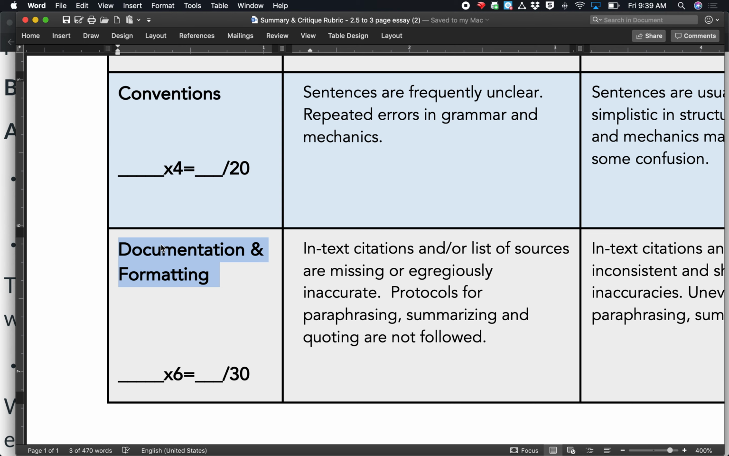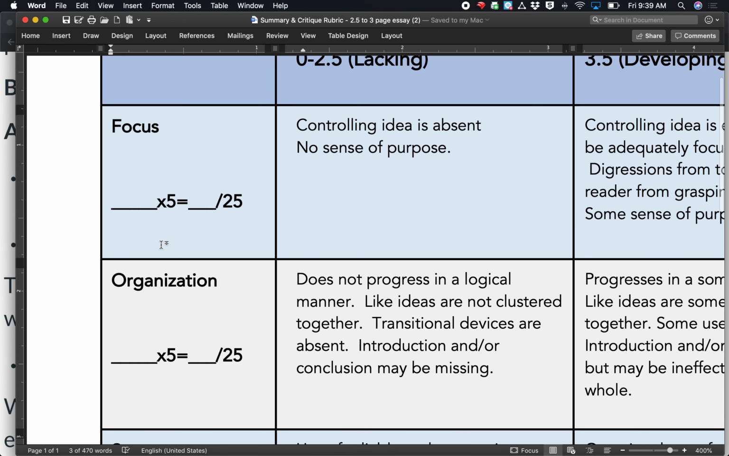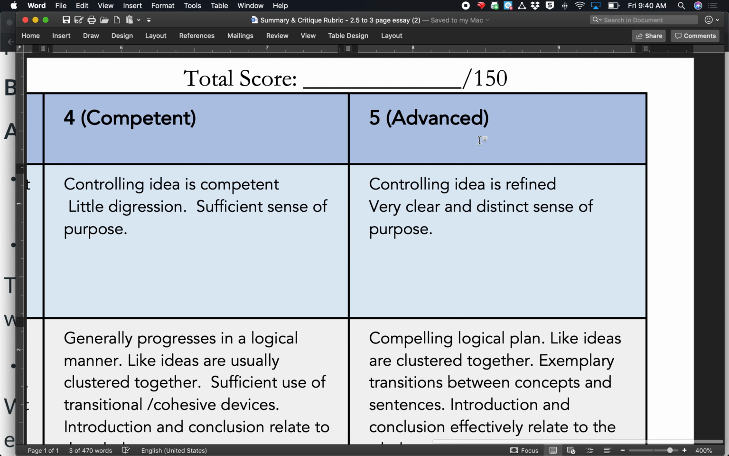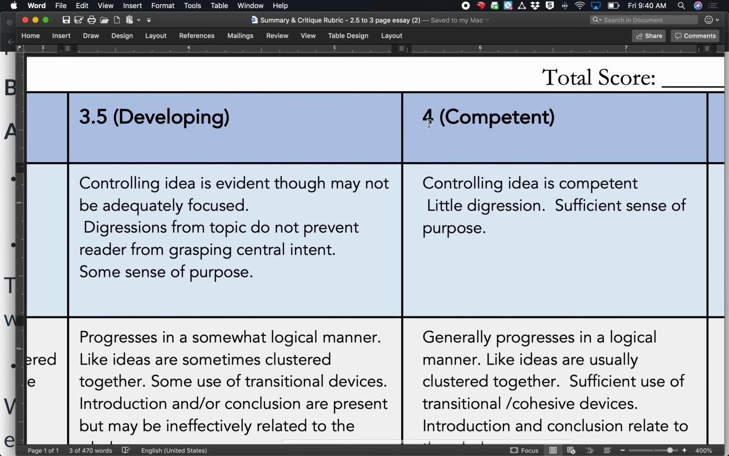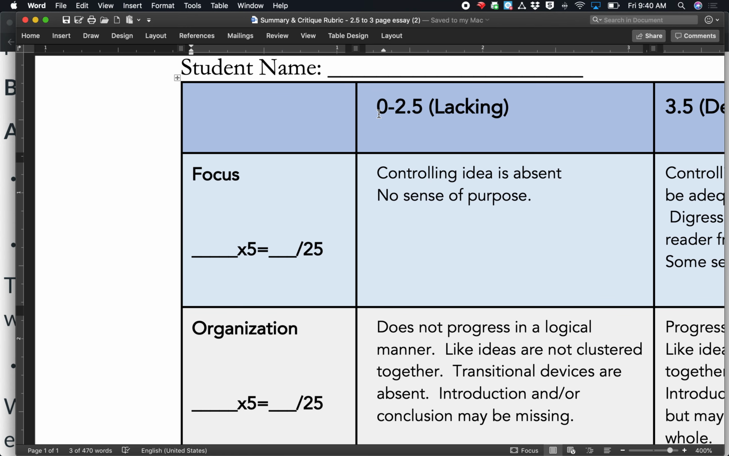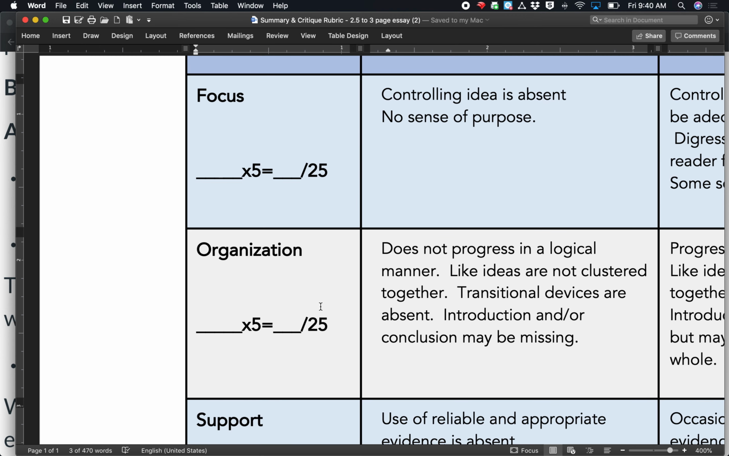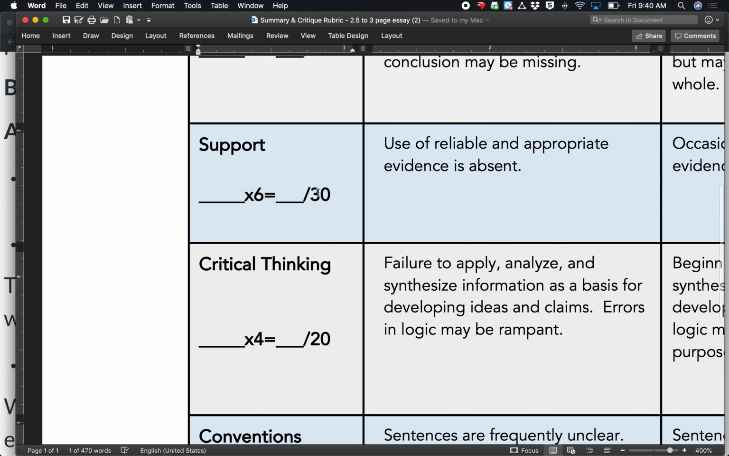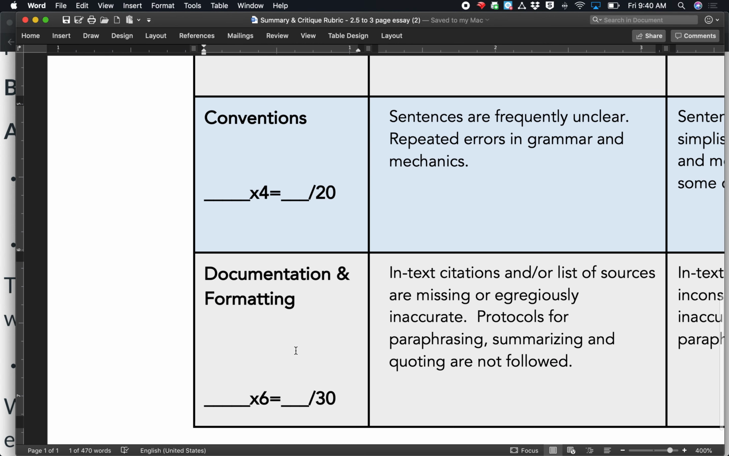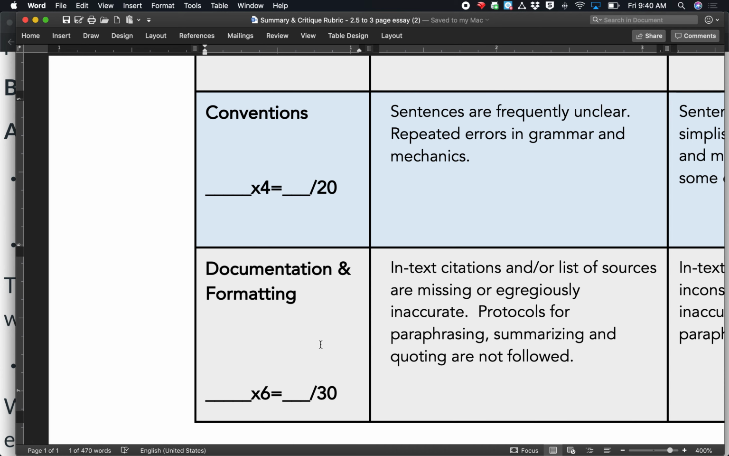So here's your rubric. It's weighted as well. So each category has its own specific weight. You can earn up to 5 points for each category. 5 would be equivalent to A, 4 B, 3 C, etc. 0 to 2.5 would be D or F, just depending on the quality of whatever it is you submitted. So focus and organization are worth the same amount, 25 points out of 150. Support and critical thinking, I need to adjust these categories. So support should be worth 20, critical thinking 25, or 30 rather. Conventions worth 20, documentation and formatting worth 30. Weighted categories, right?